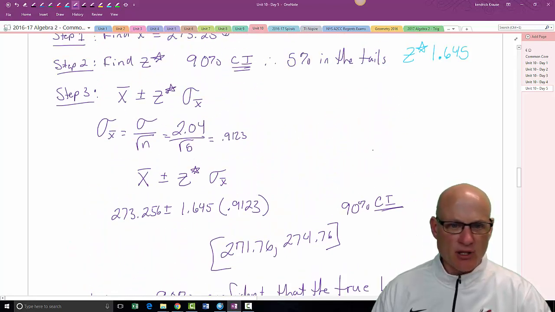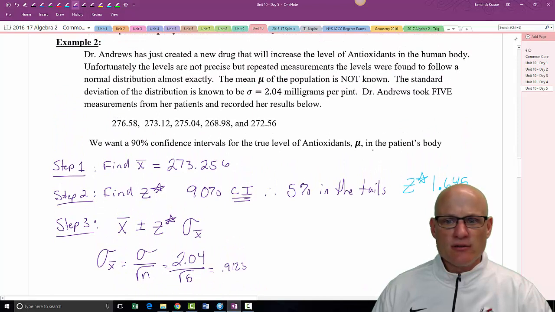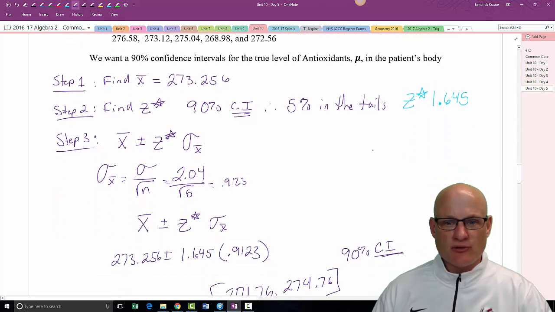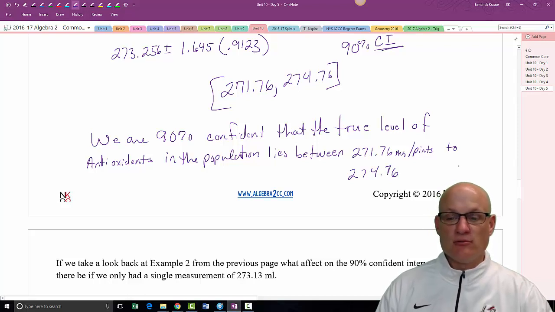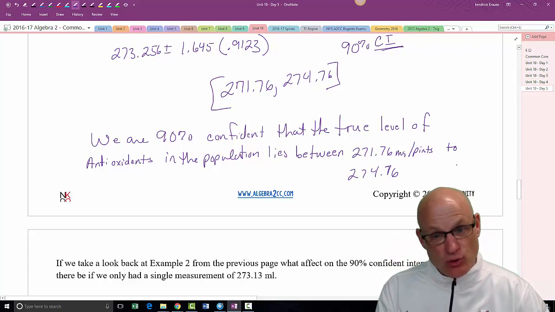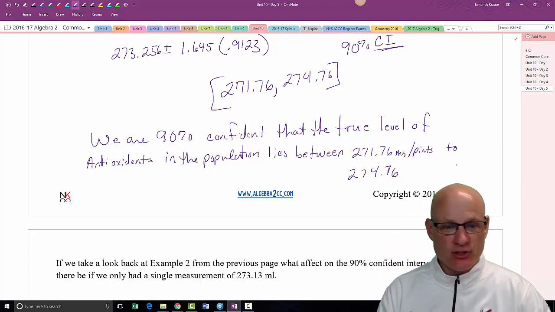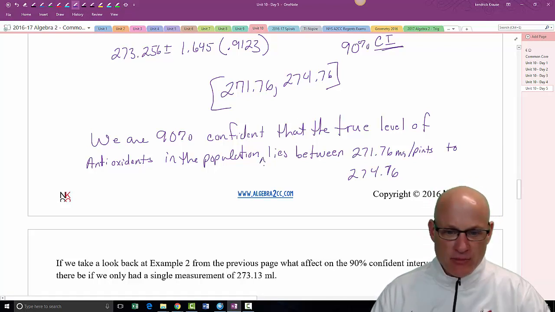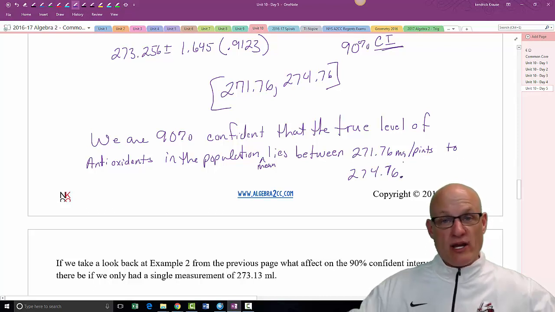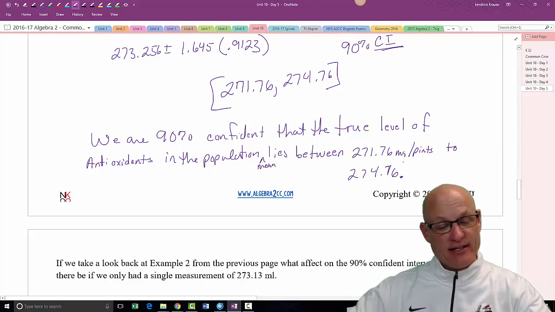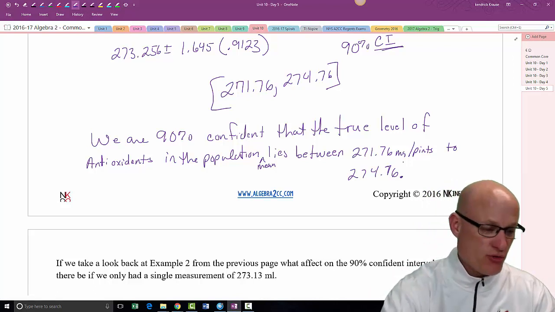271.76. Now these were milligrams, right? Or milliliters. What are these things? I probably should have been better with these. I'm going to go with milligrams per pint. I don't remember what my units were exactly. 274.76. We are 90% confident that the true value of the population, I should have written population mean, lies between 271.76 milligrams per pint to 274.76 milligrams per pint. That's our window of where we believe, with 90% confidence, that our true mean is.